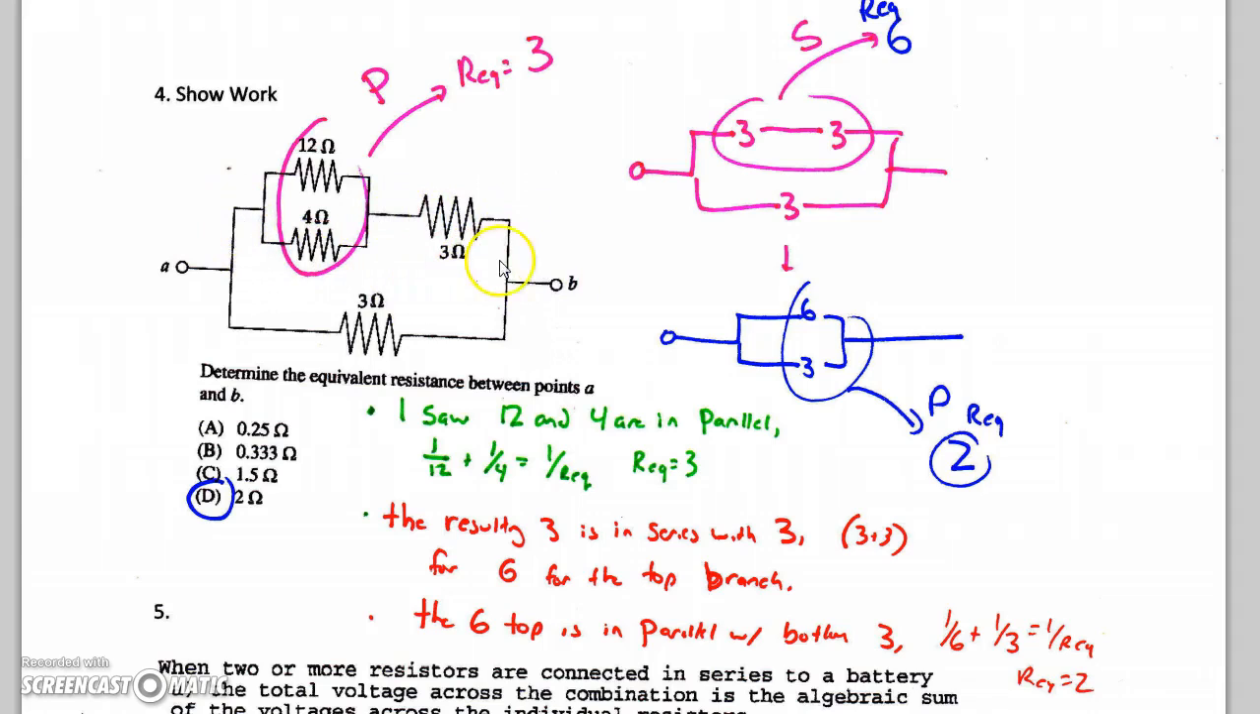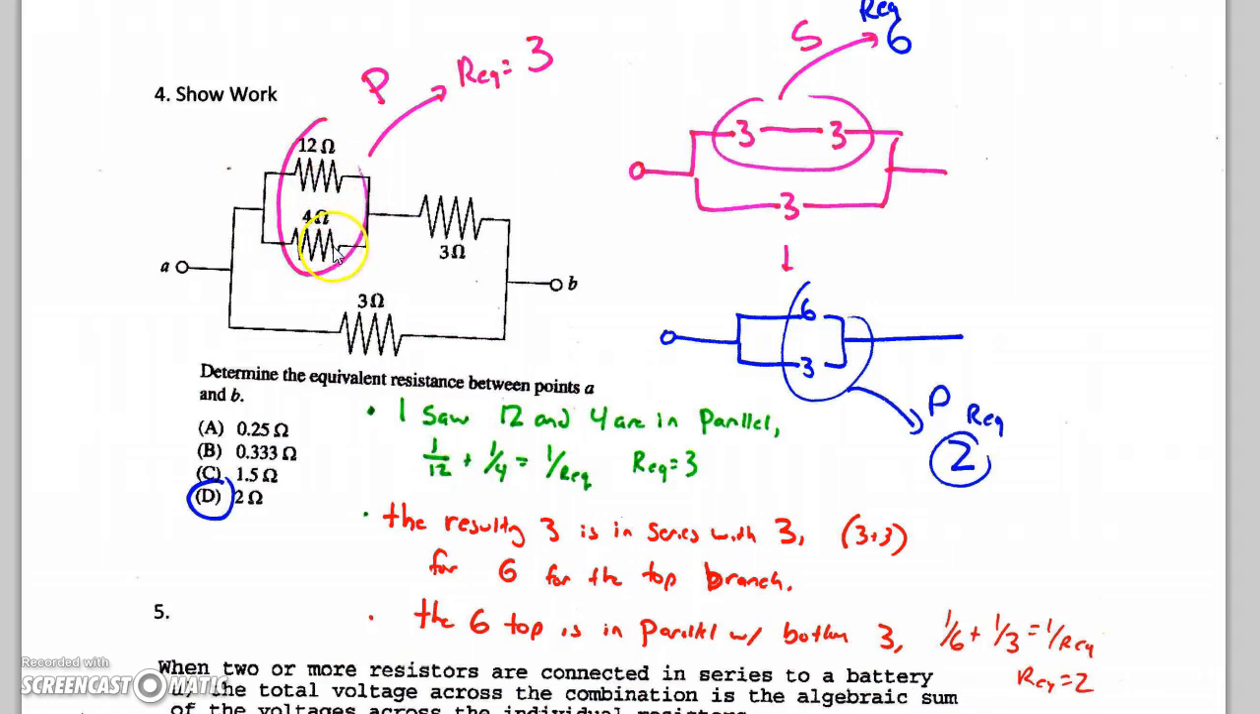So the top path is in parallel with the bottom path. That does not mean that the 12 and 4 and the 3 are each individually parallel with this 3. It's like their entire combination is in parallel. So 12 and 4 are obviously parallel. They both have the same start and end junctions. If you do the mathematical equation, 1 over REQ equals 1 over R1 plus 1 over R2, you get 3 for this.